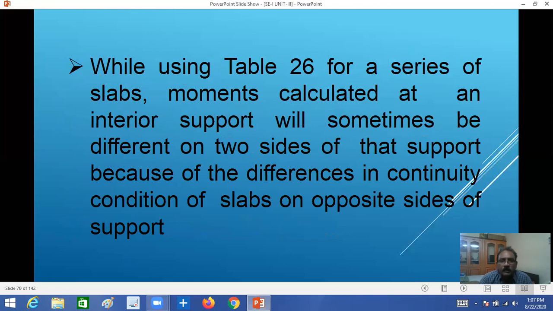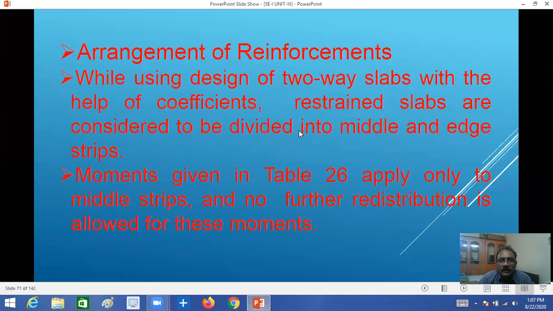While using Table 26 for a series of slabs, the moment calculated at an interior support will sometimes differ from the two sides of that support, because of the difference in continuity conditions on opposite sides of the slab. So whether it is a continuous slab or a discontinuous slab, with one edge discontinuous, two edges discontinuous, or three edges discontinuous, these conditions are very important in Table 26.